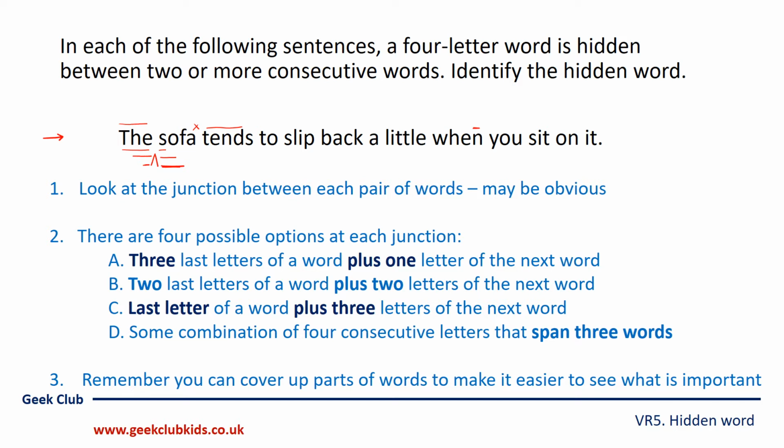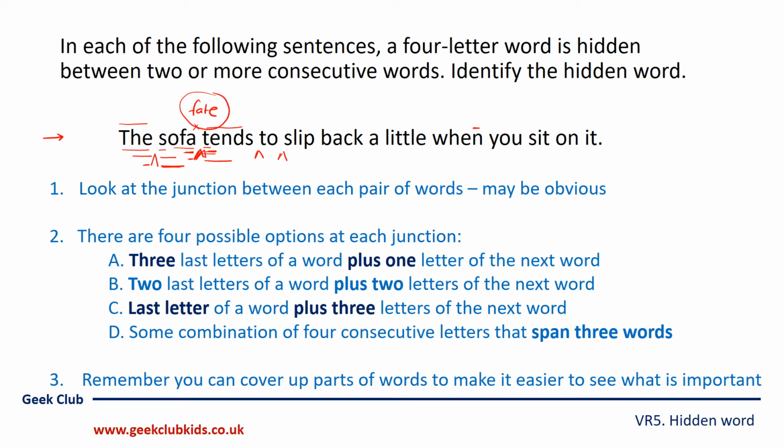We would try those three different combination types at each junction until we find a real four-letter word. Let's try it with the next junction here. OFA, which is 3 plus 1, isn't a word. Let's try 2 and 2. Fate, fate. Yes, that is a real word. And just as an example, we'll try the third combination at this junction, which would be the last letter of sofa and the first three of tends, which would give aten. Aten's not a word. So it seems like already we have found a genuine four-letter word.